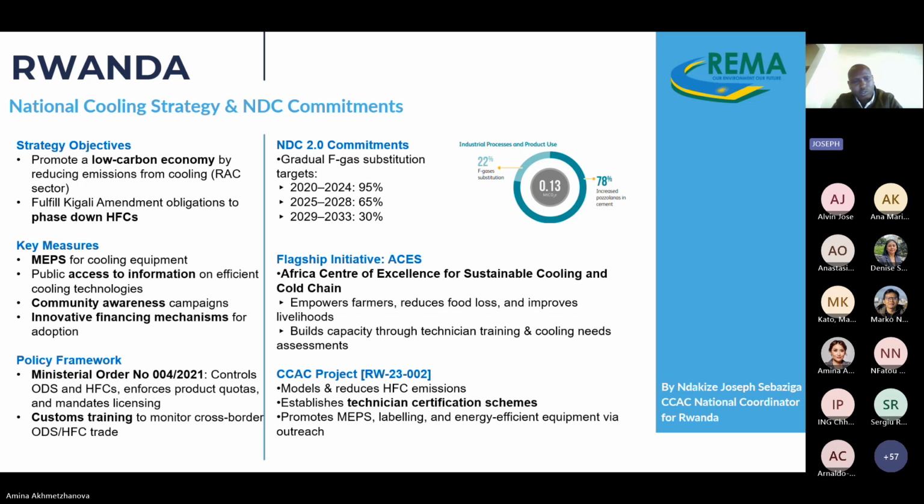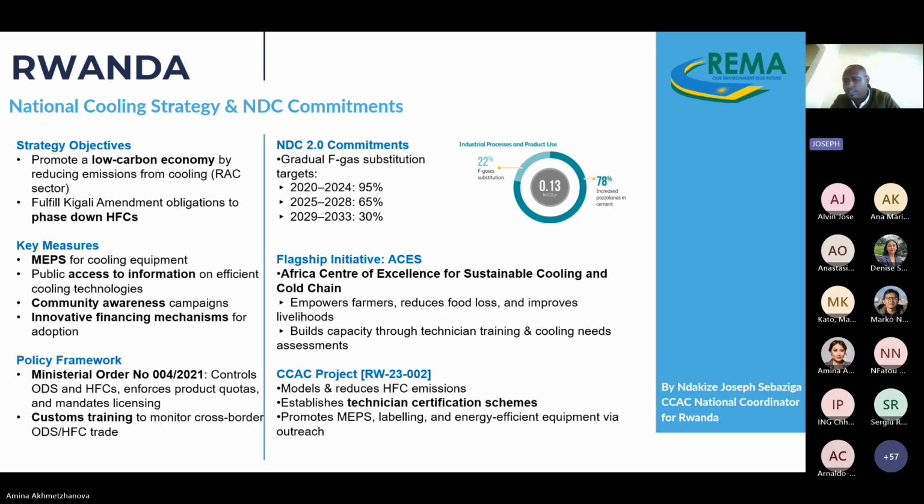Then during NDC 2, we had the target. How much do we have to reduce? The target was to be at 95% during 2020-2024, then at 65% in 2028, then at 30% in 2033.